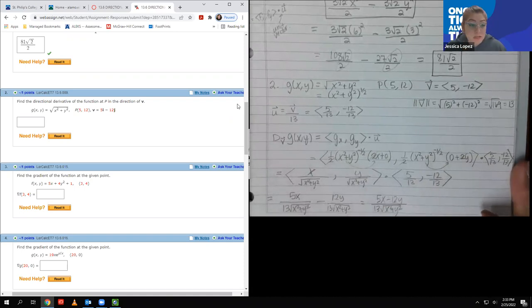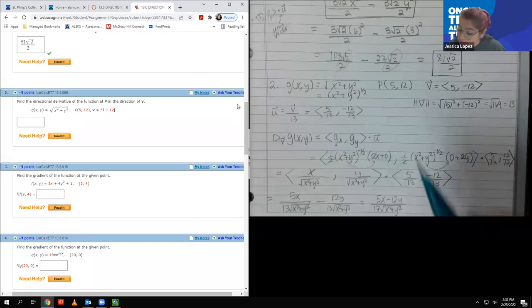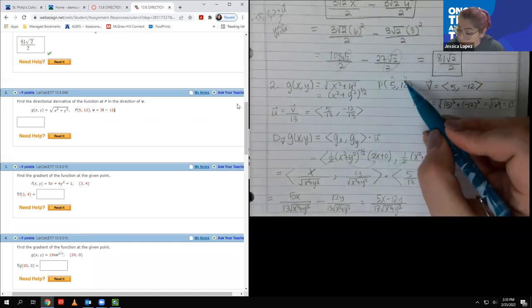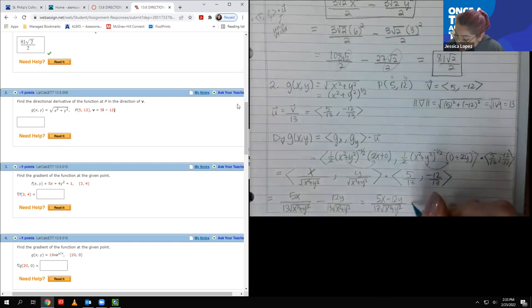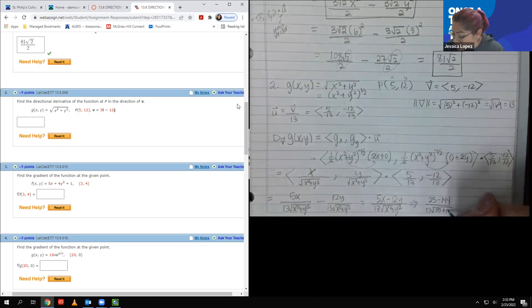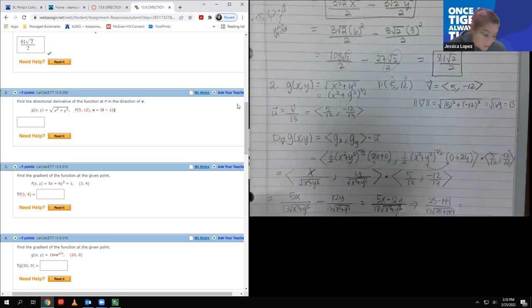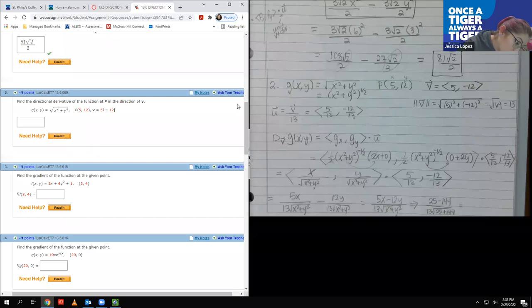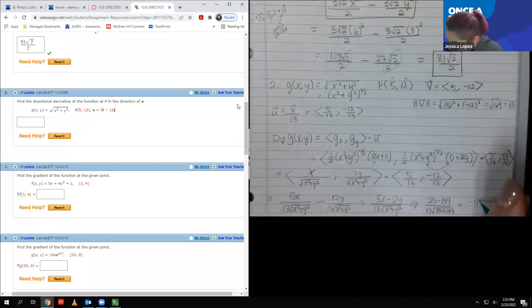But I do still need to plug in the coordinates that they gave me. In this case, they gave me 5, which is my x, and 12, which is my y. So if I plug that in, we get 5 times 5 is 25, minus 12 times 12 is 144, over the square root of 5 squared, which is 25, plus 12 squared, which is 144. We get 25 minus 144 is negative 119.